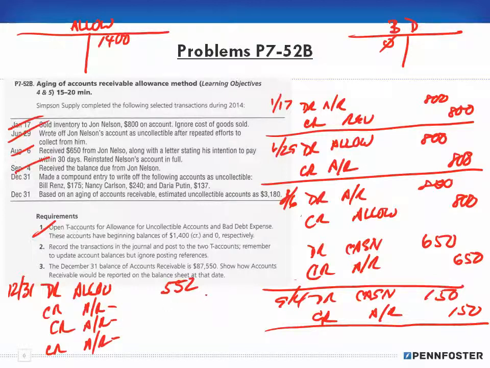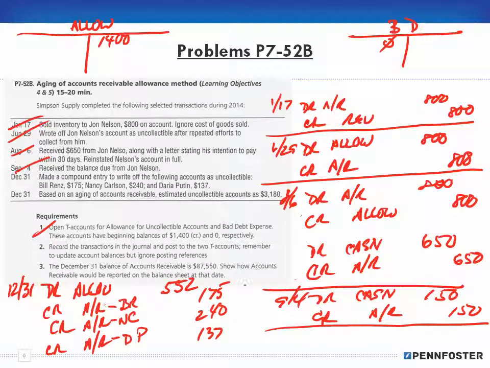In the amounts of 175, 240, and 137. Okay, now that's the way it's shown in the solution, in the solution manual. So this would be Bill Rentz, this would be Nancy Carlson, and this would be Daria Putin.